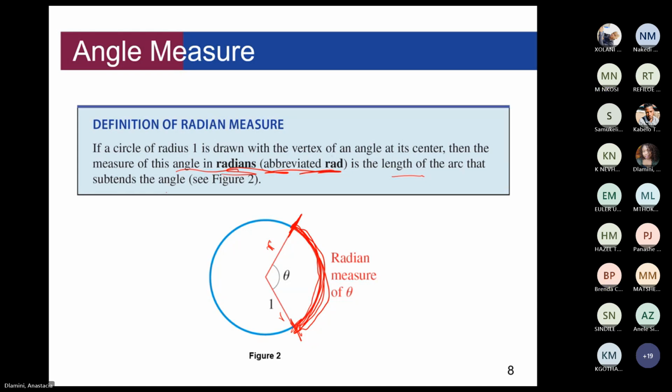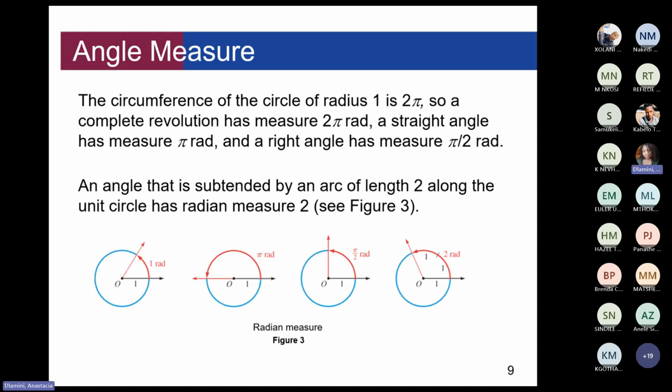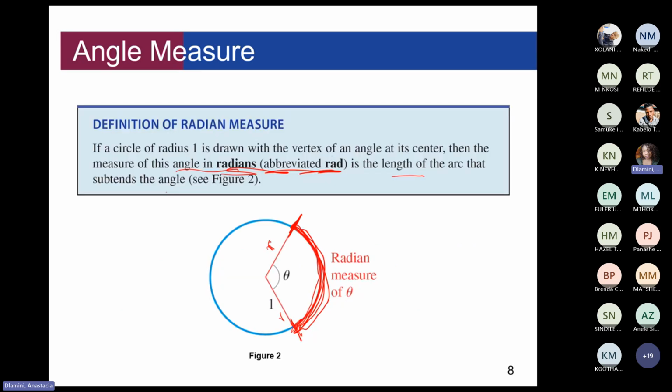Now, look at this. The circumference of the circle, meaning the distance from here. Let's start here. If I move from here, go around, and come back to there, what would be the arc length? Two pi. It's going to be the circumference. Meaning that now the angle will be what? The angle will be 2 pi rad.